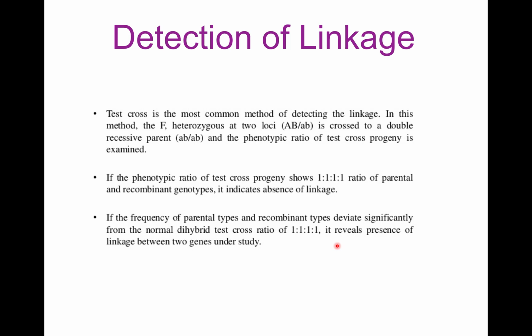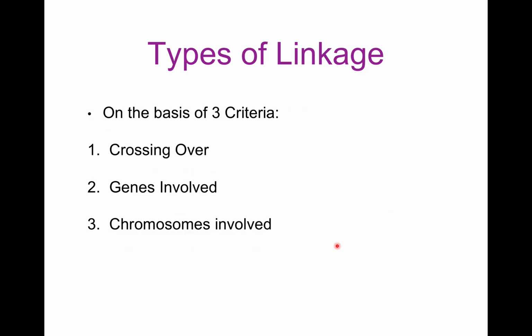However, if the frequencies of parental types and recombinant types deviate significantly from the normal hybrid test ratio of 1:1:1:1, what does it reveal? It reveals the presence of linkage between the two genes under study. So, by this process, by test cross, we can detect linkage.